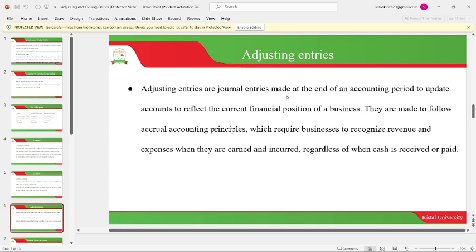Basically, these adjusting entries are made to see whether the accrual accounting principles are taking place. The accrual accounting principle requires businesses to recognize revenue and expenses when they are earned and incurred. So when you earn a revenue, or when you incur an expense, you have to record it, regardless of when the cash is paid. Here you don't mind about the cash payment, whether you have received the cash or paid the expenses. You record as long as it is earned or as long as it is incurred.